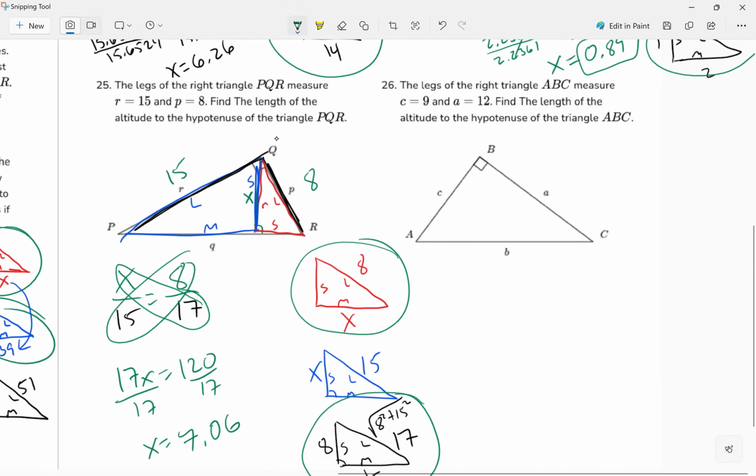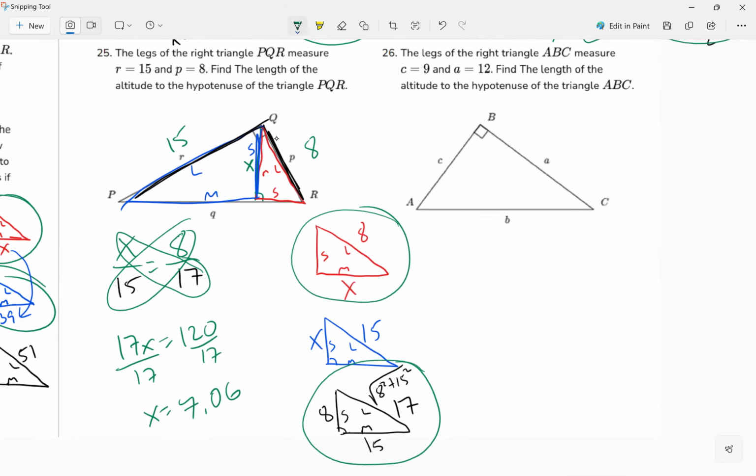Take a look at number 26. The legs of a right triangle ABC measure 9 and 12. Find the length of the altitude to the hypotenuse of the triangle ABC. So basically, we need to find this side. I'm going to call it X.